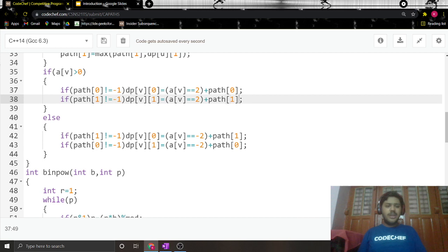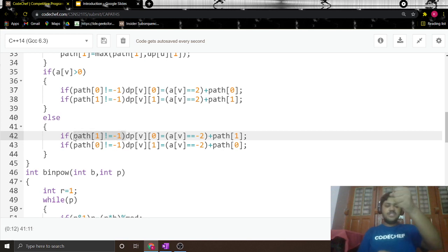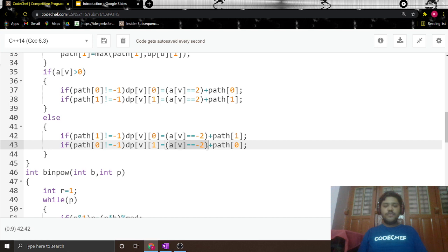Okay, and in the same way I do the same thing for a of v less than 0. If basically this is negative and the path that one of my children offers is also negative, or basically the maximum negative product path offered by my child, if it exists, then negative into negative is a positive. A of v is equal to -2, it would increase the power of 2, and path of 1 represents the number of powers of 2 on that path. And here a of v equal to -2, this would increment the power of 2, and path of 0 would basically represent the number of powers of 2 on a path that is of positive magnitude and maximum product among all the children of node v.